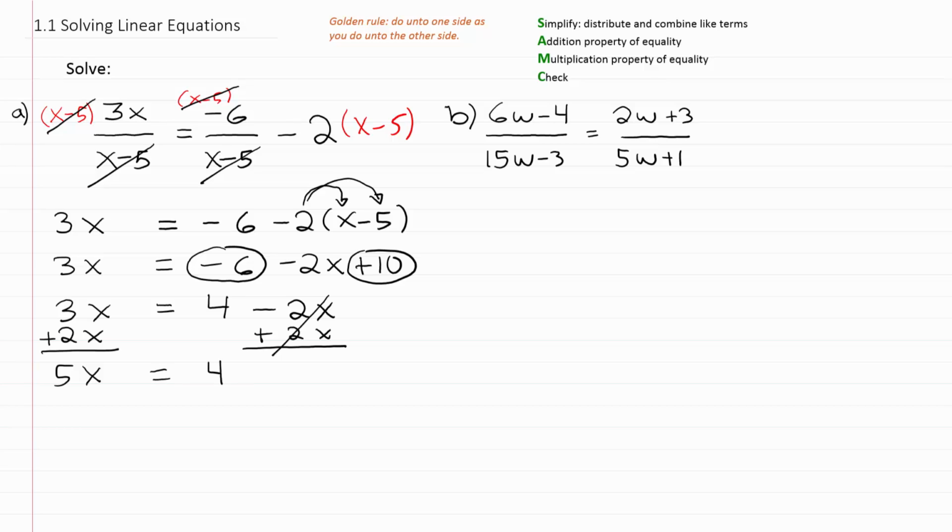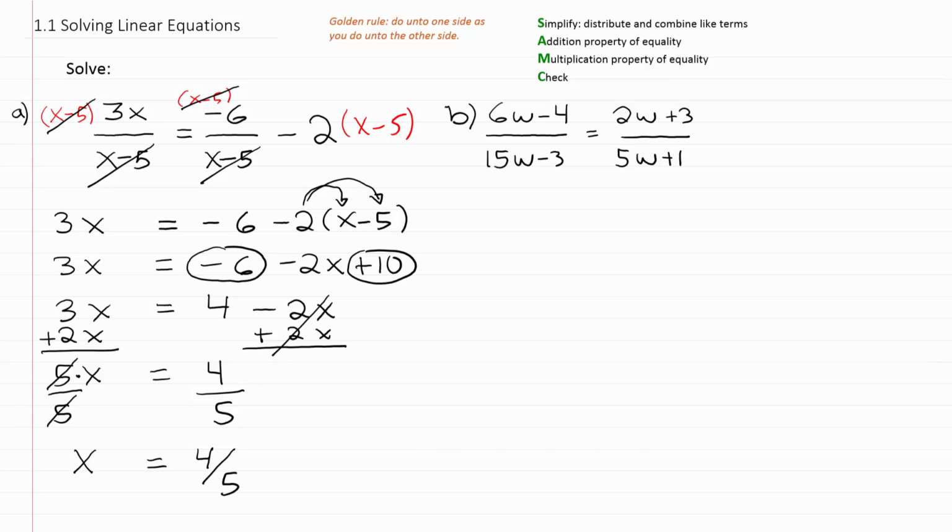Now from there I need to use the multiplication property of equality. This is 5 times x, so I have to use the inverse operation, which is division, to get rid of that 5, and I'll do it to both sides of the equation again. So the 5 divides by itself, leaving you just 1x, and that'll be equal to 4/5.